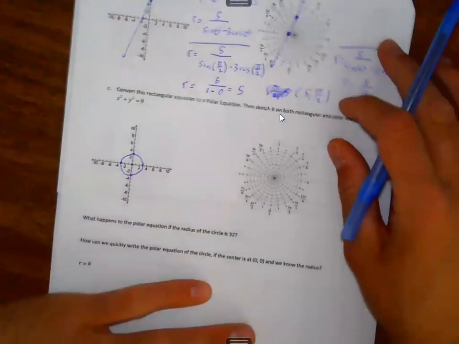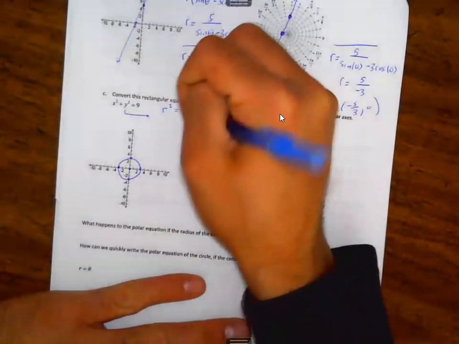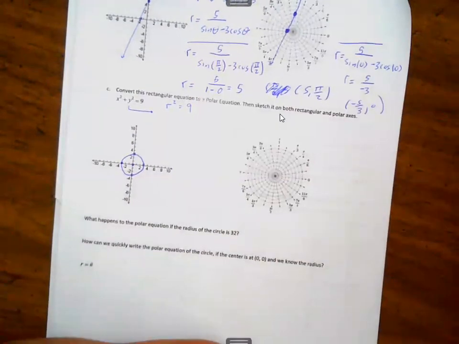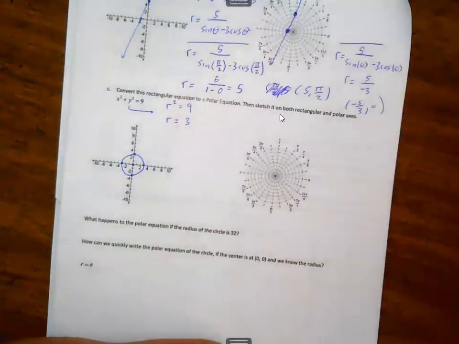So if you see x squared and y squared, and you could group them together and add them, then we could just replace x squared plus y squared with r squared. All right, and then we could solve for r by square rooting both sides, and we get r equals 3.